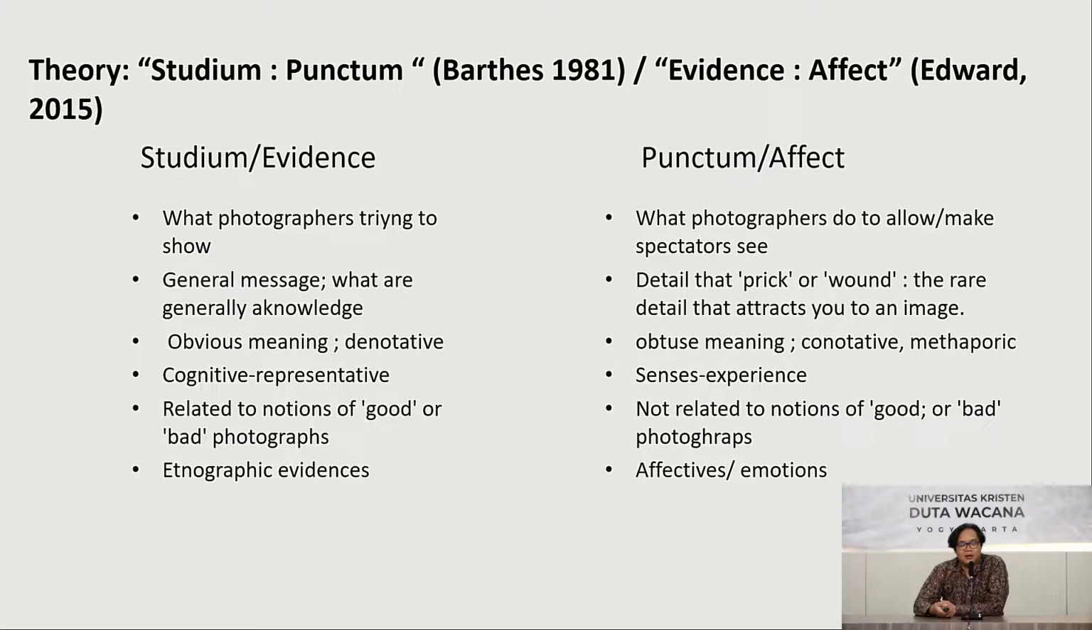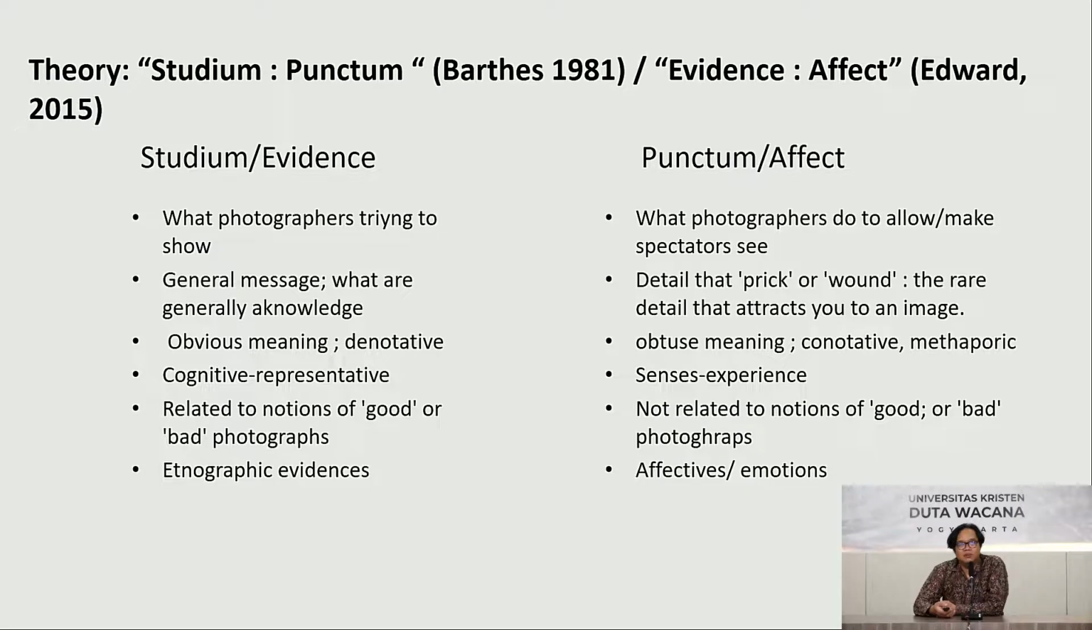In the studium aspect, or evidence aspect, the photograph shows what photographers are trying to show. But in the punctum, or affect side, the photograph can reveal what the photographer does to allow or make spectators see. In the studium part of photography, photographs can reveal a general message, what is generally acknowledged by people. And in the punctum side, what it reveals are details that prick or wound, or the rare detail that attracts you to an image.